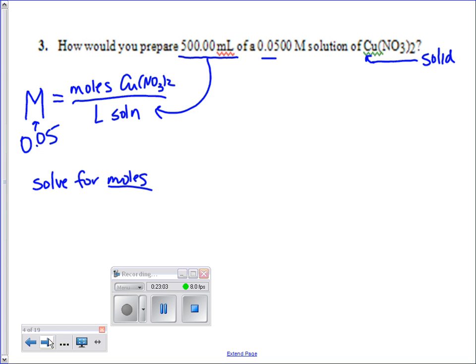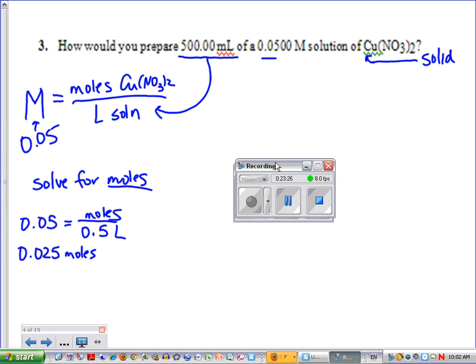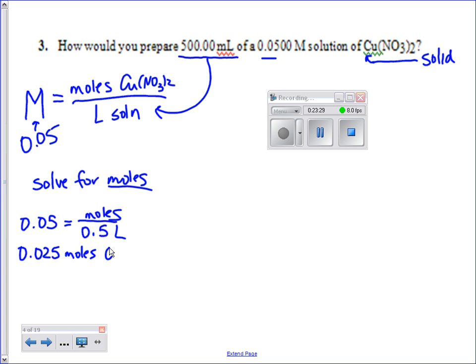Siri scale for chemists. Okay, so let's go ahead first and solve for moles. So 0.05 is equal to moles divided by the 0.5 liters. So 0.5 times 0.05 gives us how many moles? 0.025 moles. And that's moles of what again? Cu copper 2 nitrate, cupric nitrate.